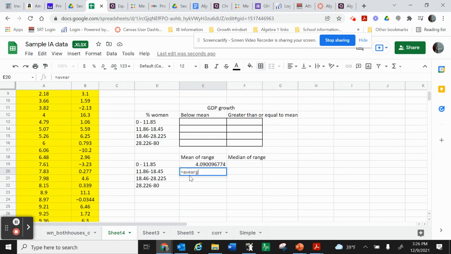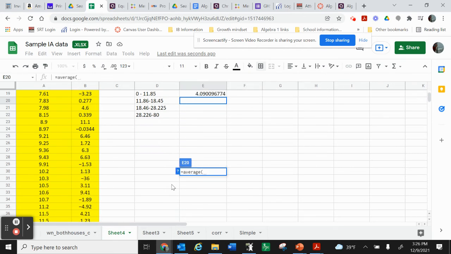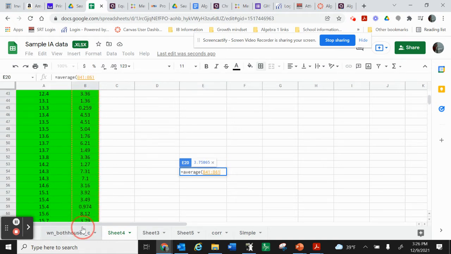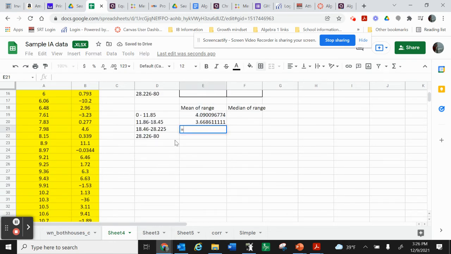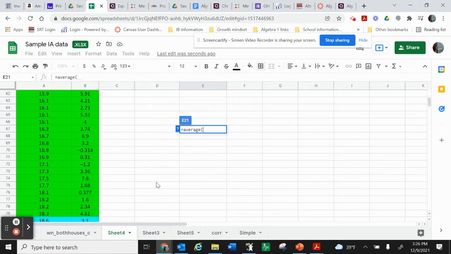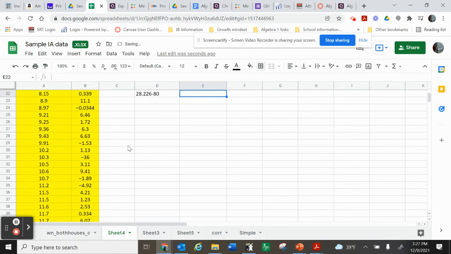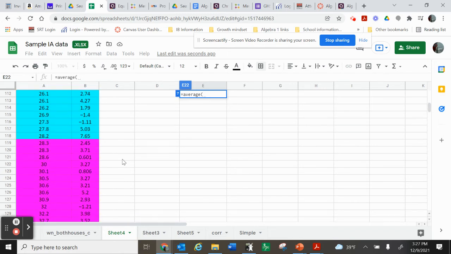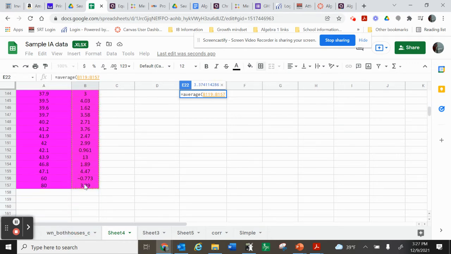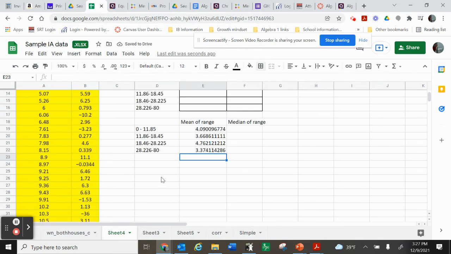And I could do it again for the second, and again, and so I have all my averages for each of the individual ranges.